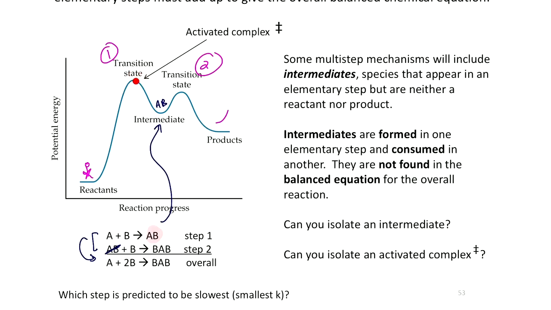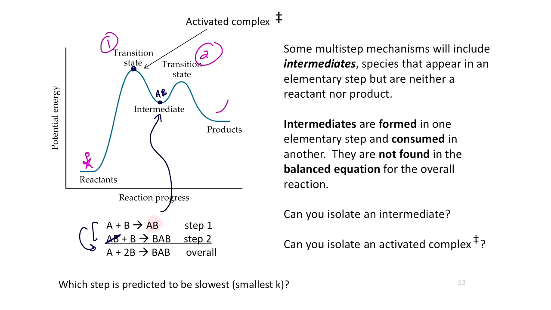Can we isolate an activated complex? Can we actually get it? Like if we did a reaction, could we put it in a jar and store it for later? No, we can't. We cannot isolate an activated complex. It's at the top of this hill. If you put a ball at the top of this hill, it's not going to stay there. It's going to roll in either direction. But can you isolate an intermediate? Yes, you can, because it's in this energy well. So again, if you put a ball there, it's going to stay there in that intermediate state until you give it more energy to go in either direction.